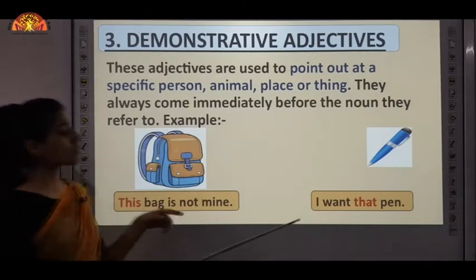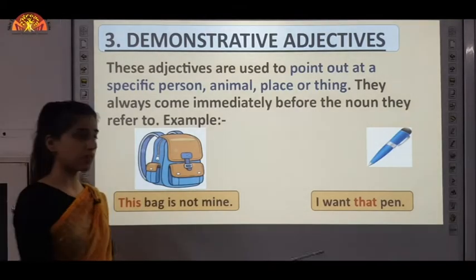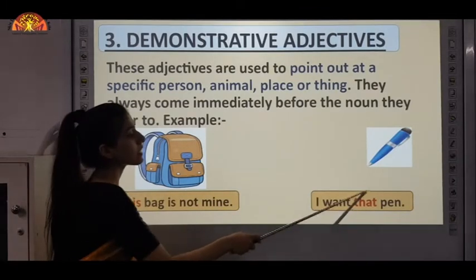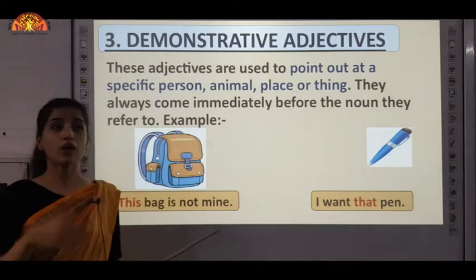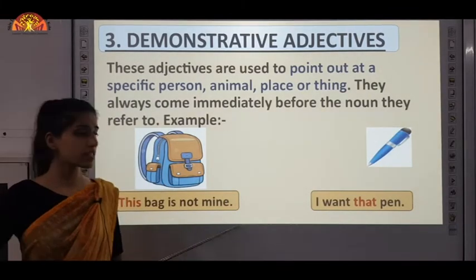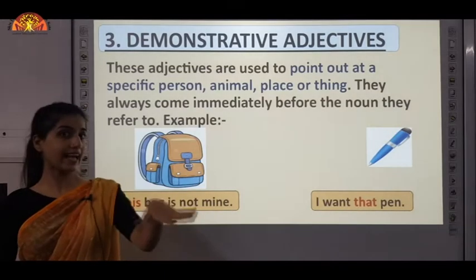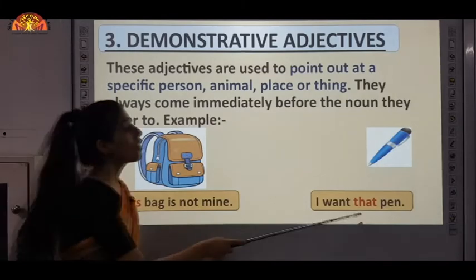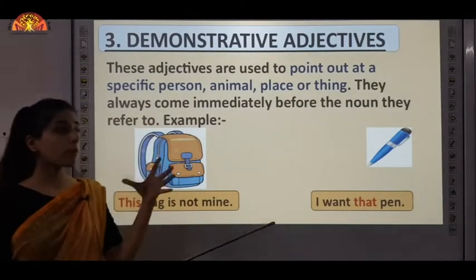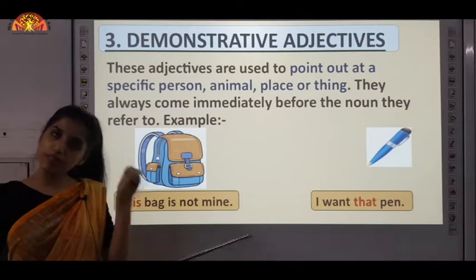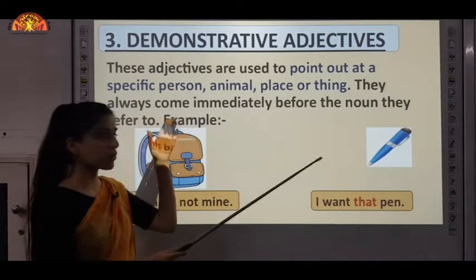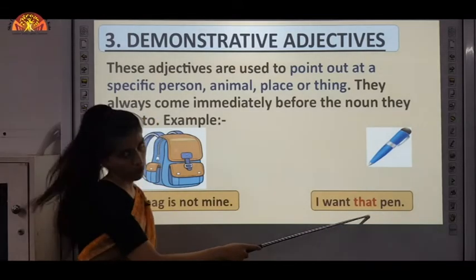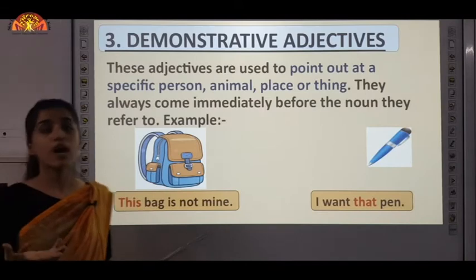That is why we are using this over here. Coming to the next example, that is, I want that pen. Over here you can see it is indicating the pen that I want, that specific pen only. I don't want any kind of pen. I am pointing out that specific pen. That is why we are using the demonstrative adjective over here, and it is placed before the noun only. So that is demonstrative adjective.